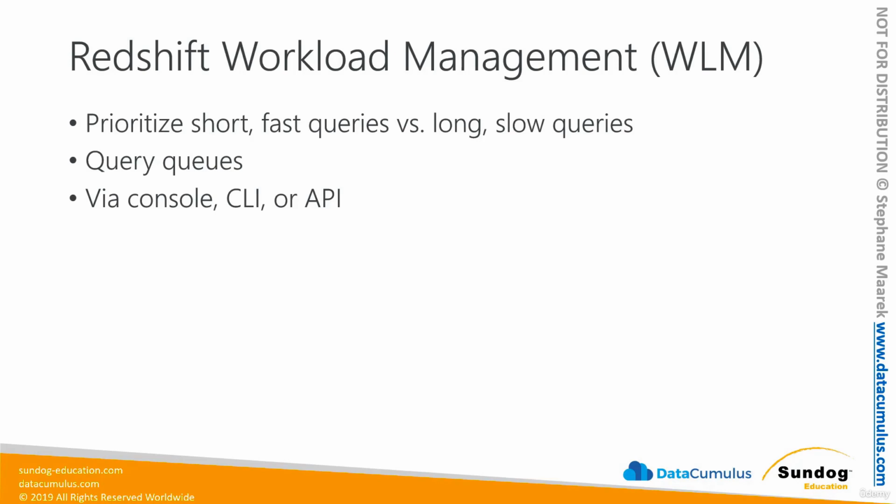Now you can modify the WLM configuration to create separate queues for long-running queries and for short-running queries, thereby improving system performance and user experience. You can set all this up using the Amazon Redshift Management Console, the Amazon Redshift command line interface, or the Amazon Redshift API.